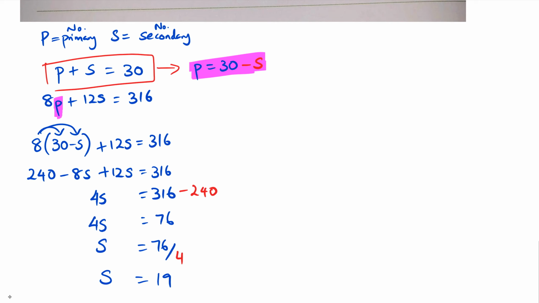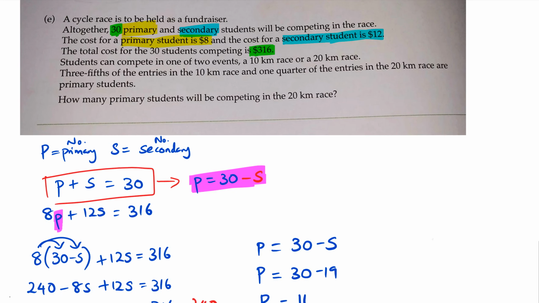Now we've figured out what S is. That's the number of secondary students. We've still got to figure out the number of primary students. Because P is equal to 30 minus S, I can put in P is equal to 30 minus 19, and I can see that the primary students is actually 11 students. So that is just the first part of the question.